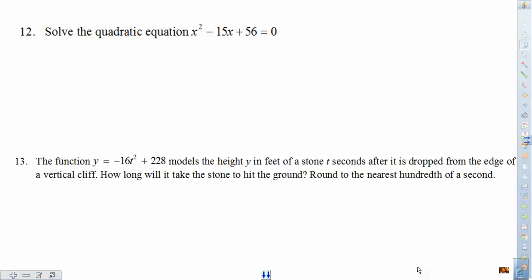All right, let's continue here. Let's take a look at question number 12. Let's solve a quadratic equation here. The only thing that's different about these problems from any of the factoring problems is now you actually have a solution for x.